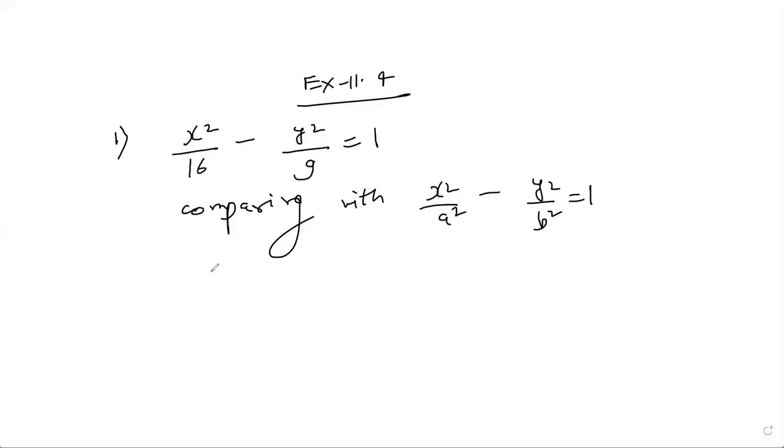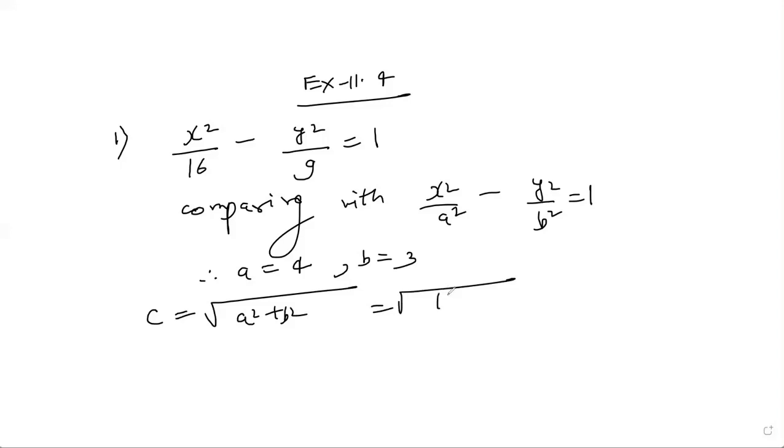So we are getting quite easily that a is going to be 4 because 16 is 4 square, and b is 3 as 9 is 3 square, right? So we have a, we have b. So I think there is no problem in finding c. So c will be square root of a square plus b square, that is 16 plus 9. The relation between c, a and b we have already learned a few minutes back, so we are just using that. So it's square root of 25, so c is 5.